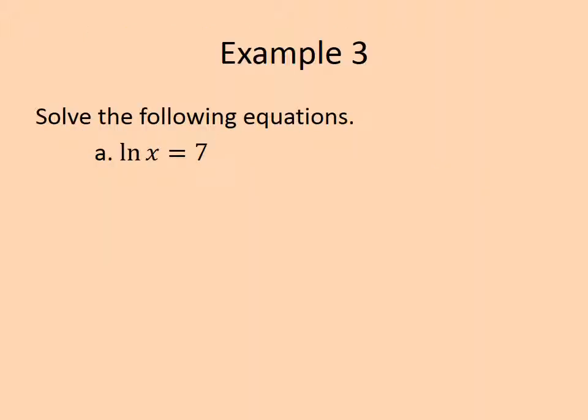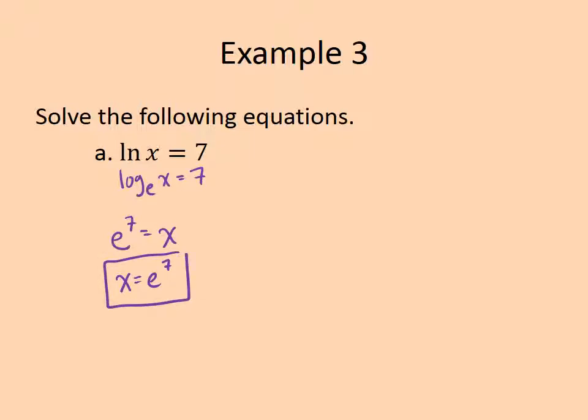There are two strategies for solving a log equation. One is to change it from log form into exponential form. We know that natural log of x equals 7 can be rewritten as log base e of x equals 7. We can solve this by changing it from log form into exponential form. So e to the 7 equals x. So x equals e to the 7th.